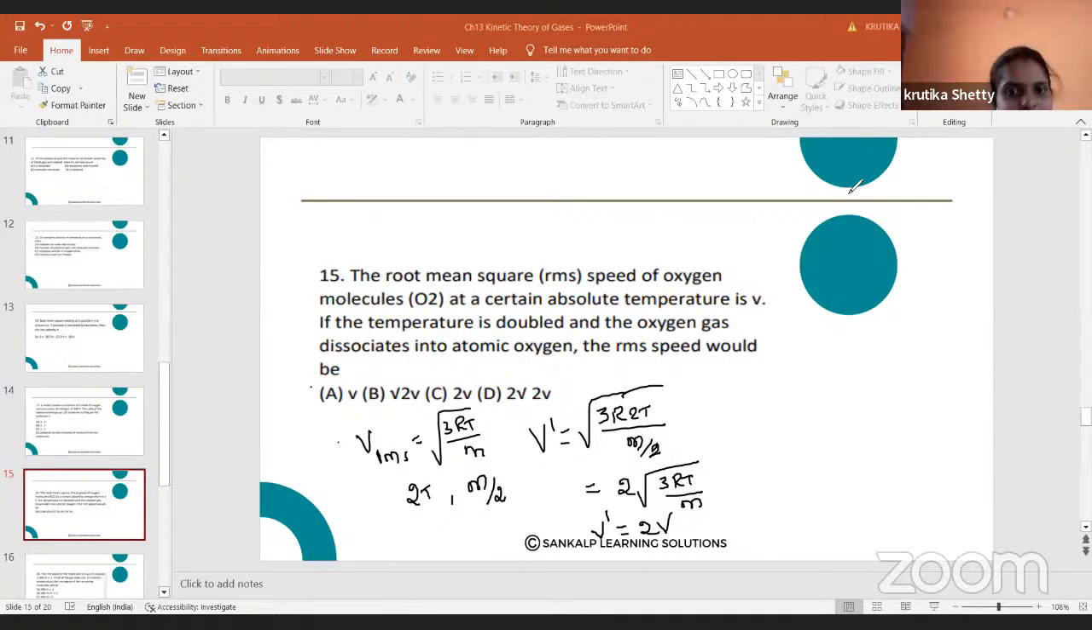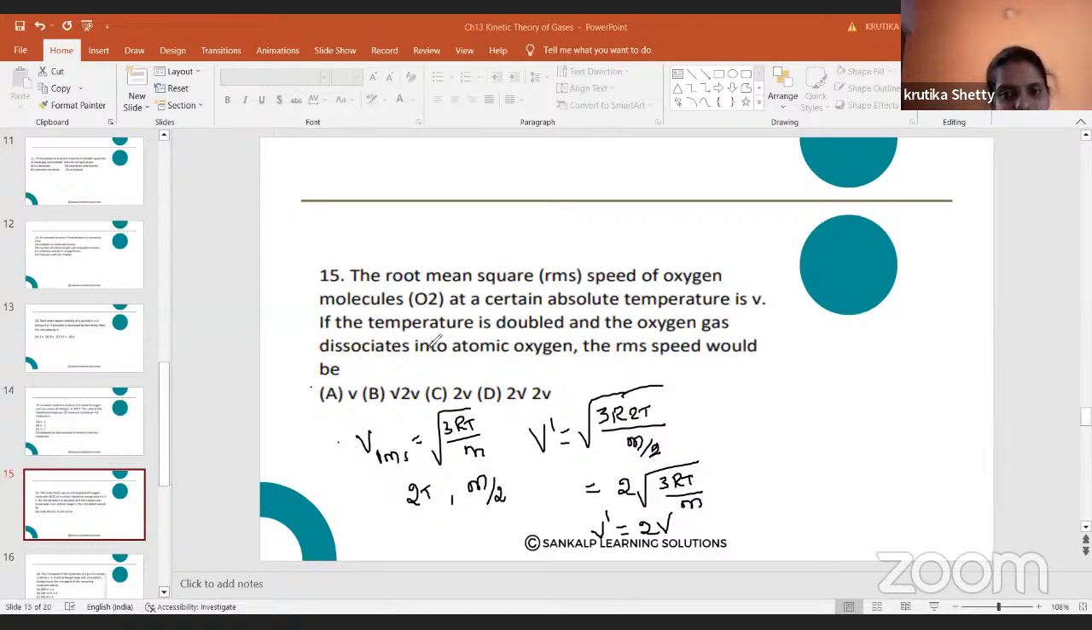Let me explain once more. Look here, VRMS is equal to under root of 3RT divided by M. This is what your given data is. The root mean square speed of the oxygen at a certain absolute temperature is V. If the temperature is doubled, that means in the given equation we must double the temperature, and the oxygen gets dissociated into oxygen atoms, that means the mass M becomes M by 2. Right? The new RMS velocity is given by under root of 3R.